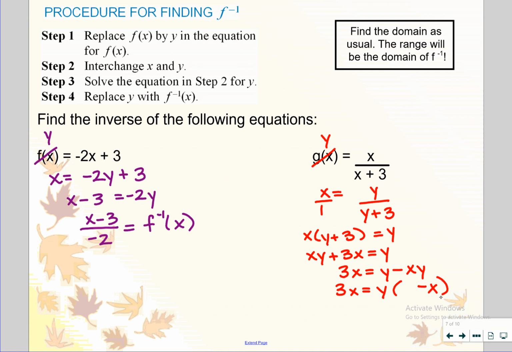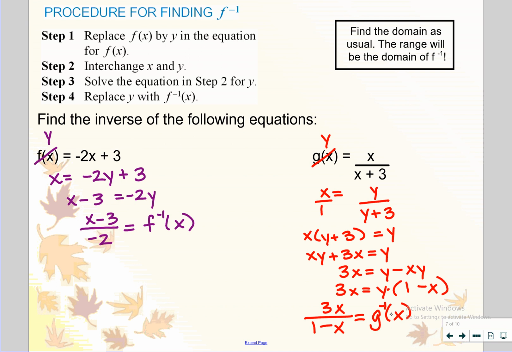Minus x, and what's left in the first term? A 1. Now that y is multiplied by that parentheses, so how do I get y alone? What's the opposite of multiplication? Divide it. So 3x over 1 minus x is what y is going to be equal to, but then at the end, instead of y, I'm going to put g of x with my inverse notation. Good? Makes sense? That one's a tricky one, so I want to do that together.